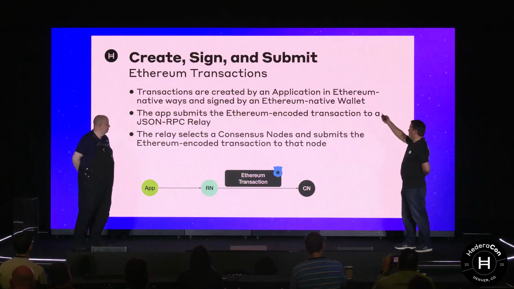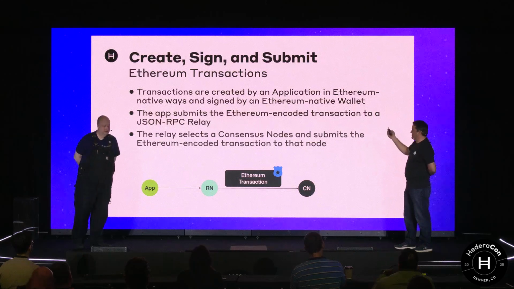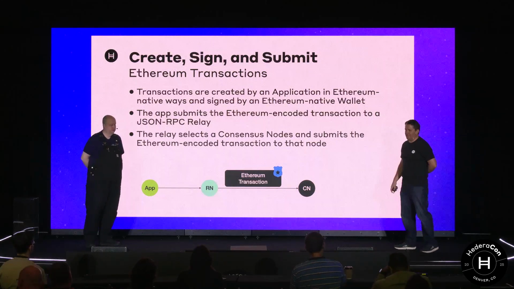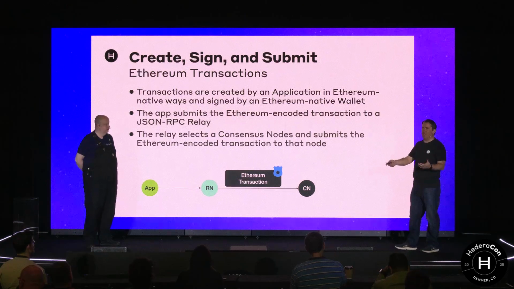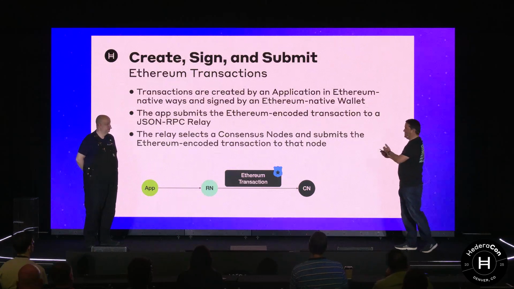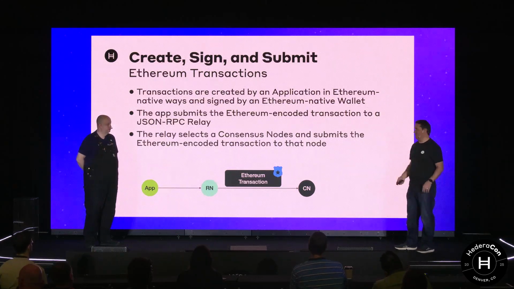So the transactions are created by your application in Ethereum. They get signed, go to a relay node, and then that transaction just goes directly to a consensus node. The consensus node will unwrap it and say, oh, I see here that you're doing an HBAR transfer, and it'll do that work. Or it says, oh, I see here that you're calling a smart contract. OK, we'll call the smart contract.